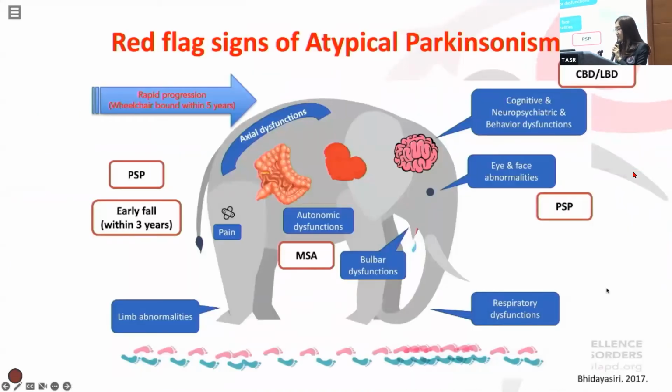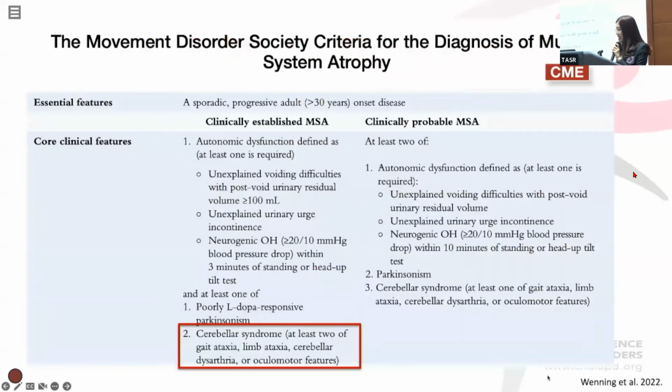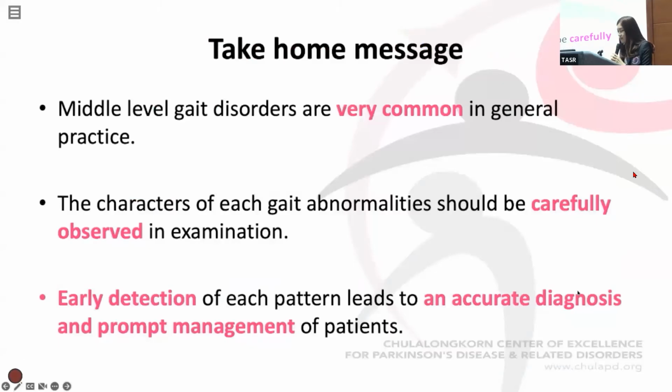MSA is a type of atypical Parkinsonism, and patients may present with cerebellar ataxia or Parkinsonism with the red flags of autonomic dysfunction. Other than cerebellar syndrome, like gait ataxia, limb ataxia, cerebellar dysarthria, or oculomotor features is one of the core clinical features in the updated criteria of MSA. All of you can follow the updated MDS criteria in the following reference. Before the end of the case discussion, I'd like to emphasize that the middle level gait disorder is very common in general practice.